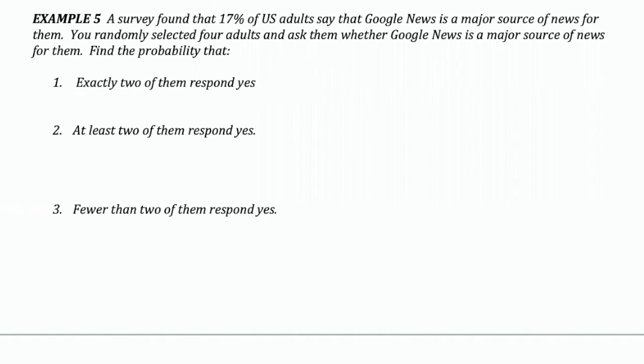So in this case, this can be thought of as a binomial probability if we say a success is a person answering yes, it is a major source of news, and failure is a person saying no, Google News is not a major source of news for them. So I've defined my success and failure, so now I would want to define my variables. How many trials are being conducted? How many times am I going to ask? I'm going to ask 4 adults.